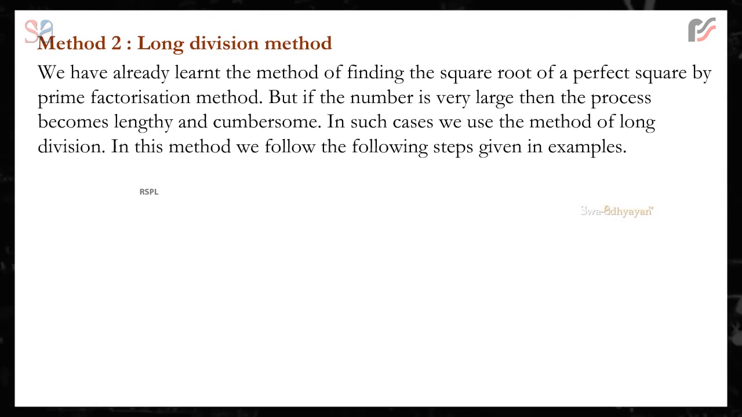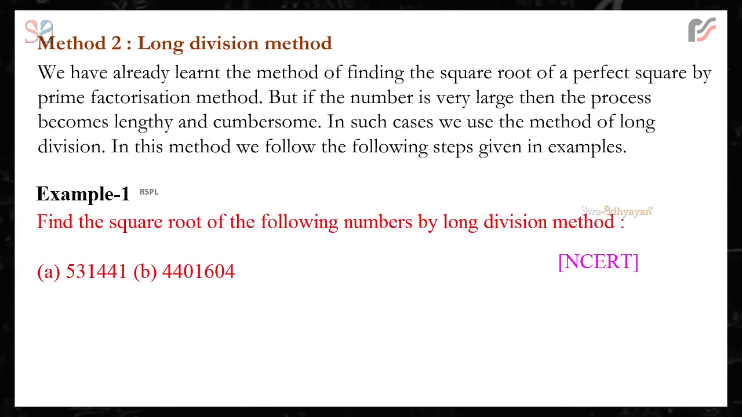Method 2. Long division method. We have already learnt the method of finding the square root of a perfect square by prime factorization method. But if the number is very large, then the process becomes lengthy and cumbersome. In such cases, we use the method of long division. In this method, we follow the following steps given in examples.